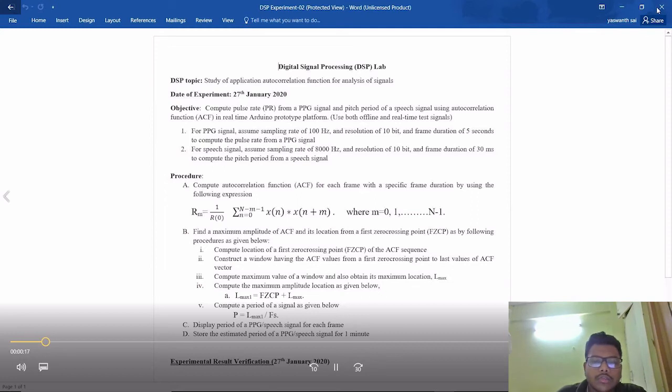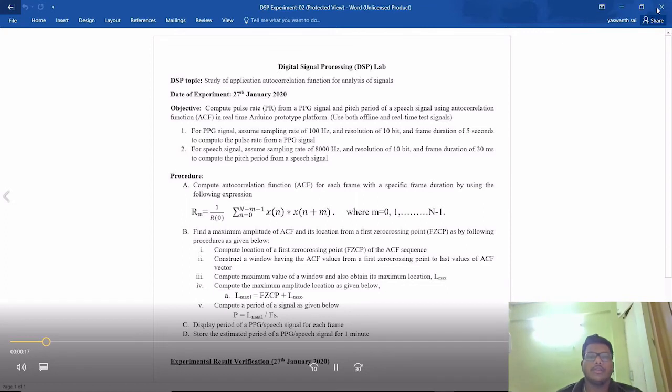So what is an autocorrelation function? Autocorrelation function is the process of relating a signal with its delayed signal, and it is also known as serial correlation. We relate a signal with its delayed signal and find the properties of the autocorrelation function. The maximum value of an autocorrelation will be the zeroth value of the autocorrelation function.